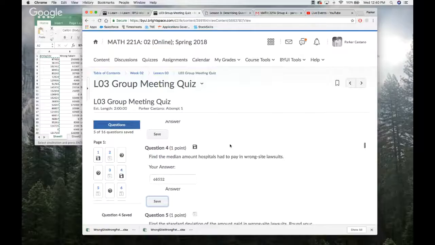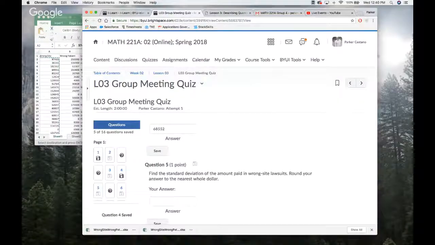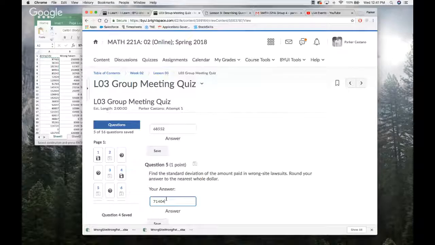Okay. So number 5 is the standard deviation, rounded to the nearest whole dollar. And I got 71,404. Yep. Perfect. And I'm not guaranteeing that any of this is right. Nope, you're doing great. That's what I got too.